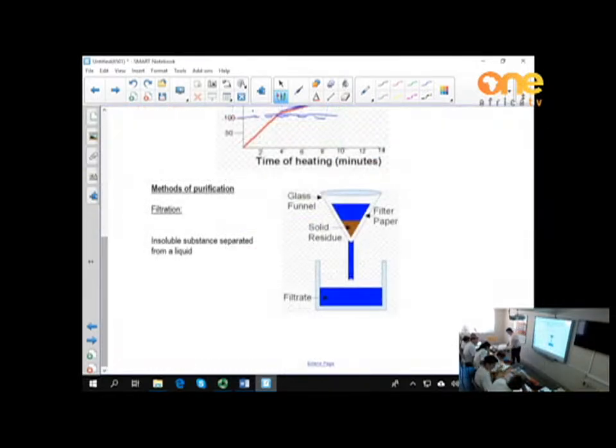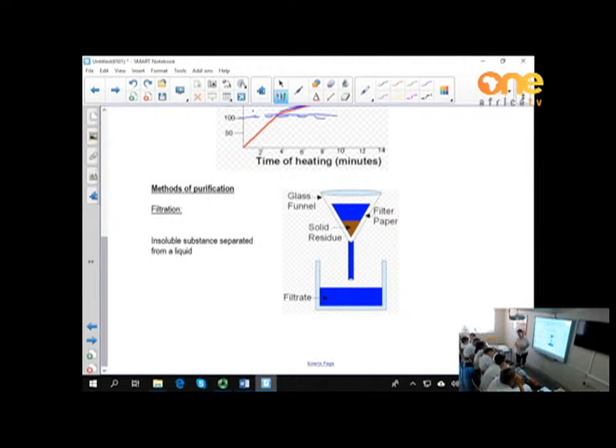This is in your textbooks. It's on pages 60 and 61. There they have the graphs with the melting and the boiling point. No? Okay.